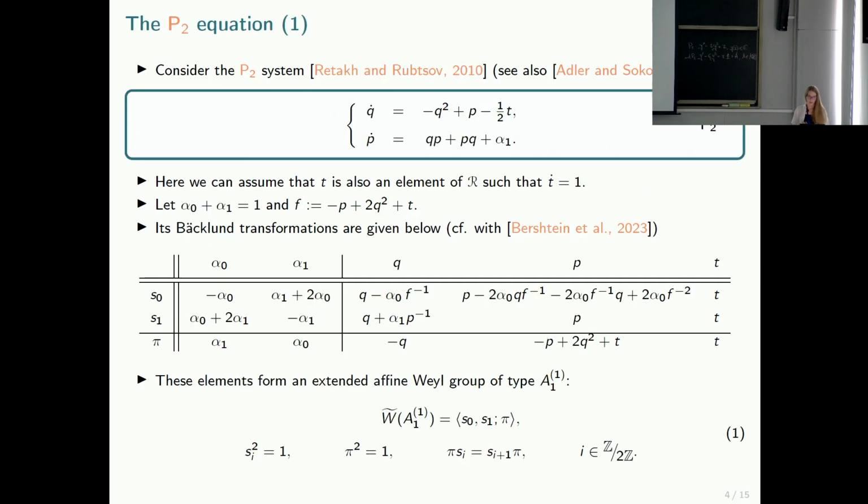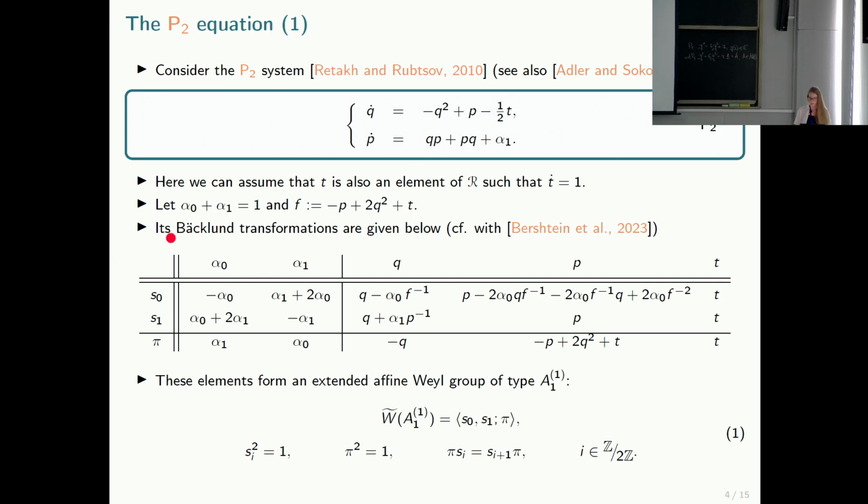Okay. So let us look at the example. Consider this second Painlevé equation in the non-abelian case. Here, Q and P are non-commutative variables, and T is a central element. Alpha 1 is also a central element. In fact, we can assume that T is a central element, but a little bit later, I will show you why it's not a good idea.